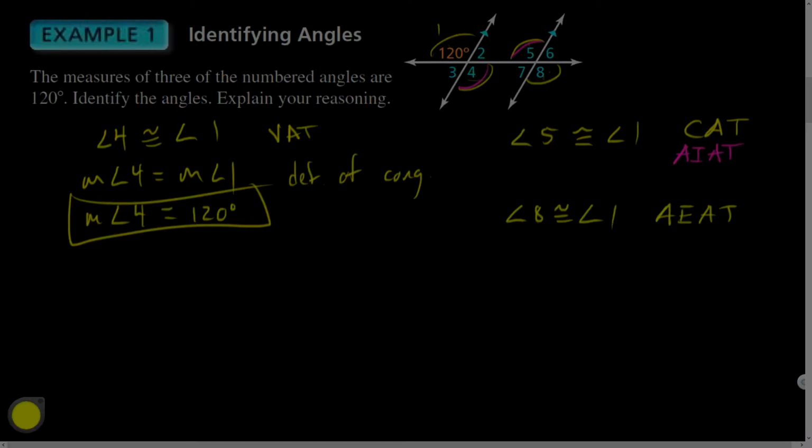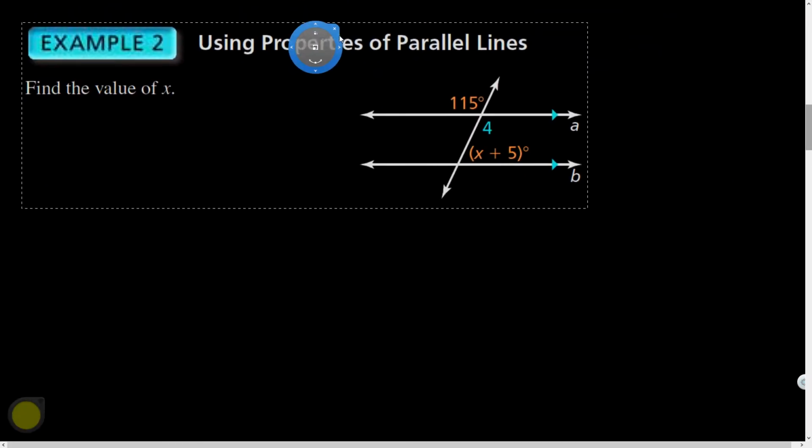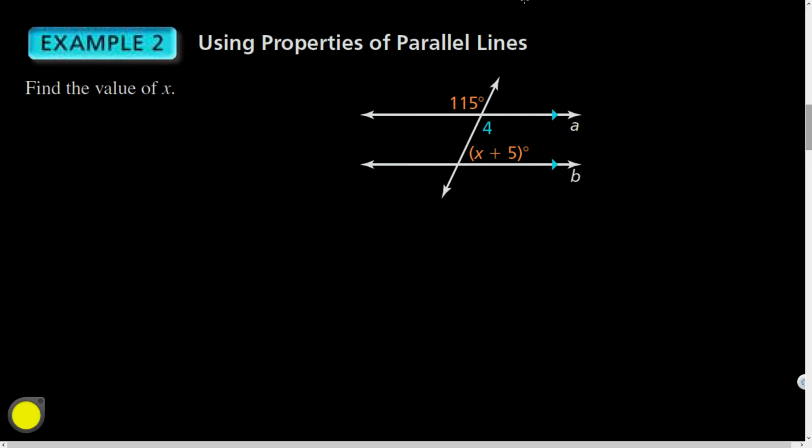Here we go. Now they're doing the classic of mixing in some algebra with our geometry. Find the value of x. Now there might be multiple approaches here. Let's see. You guys just laid eyes on this problem. Thoughts? Alex, do you have thoughts on this?